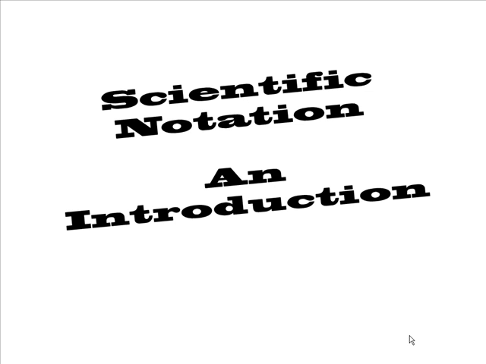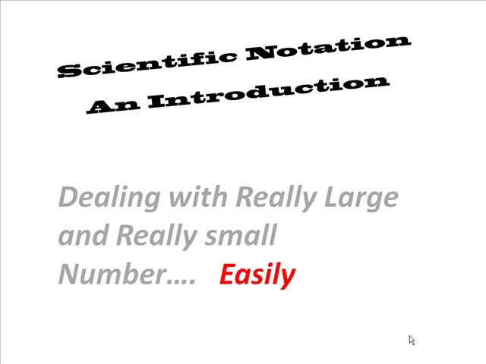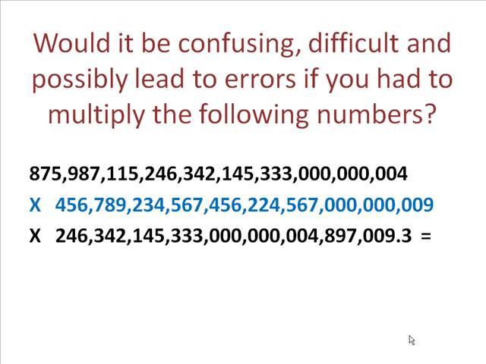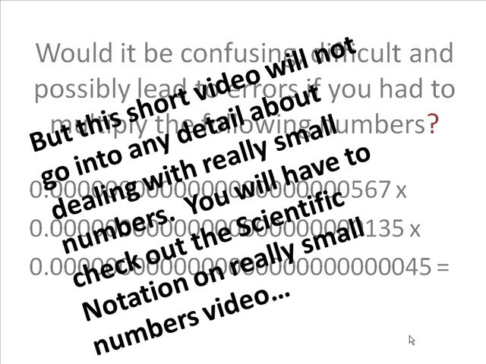Scientific notation and introduction. Dealing with really large and really small numbers easily. Wouldn't it be confusing and difficult and possibly lead to errors if you had to add the following numbers? Would it be confusing, difficult, and possibly lead to errors if you had to multiply the following numbers? Would it be confusing, difficult, and possibly lead to errors if you had to multiply the following really small numbers?